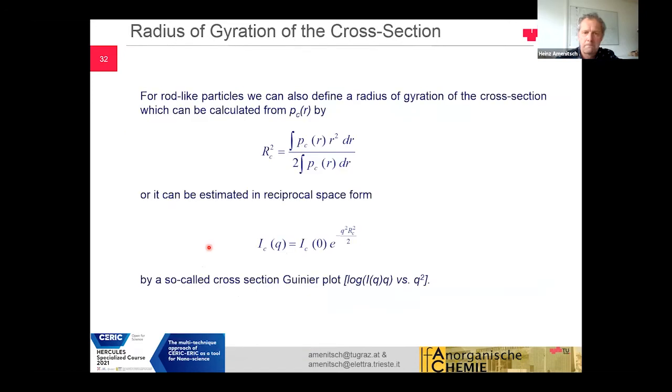Now you can also do this for the cross-section. You remember you have this 1/q behavior of the intensity. To measure this radius of gyration, you have to multiply the intensity by q. Then again, you have a Gaussian behavior, and from the width you can calculate the cross-sectional radius of gyration, which is correlated to the cross-sectional pair distance distribution function, like in this formula, similar to the three-dimensional case.